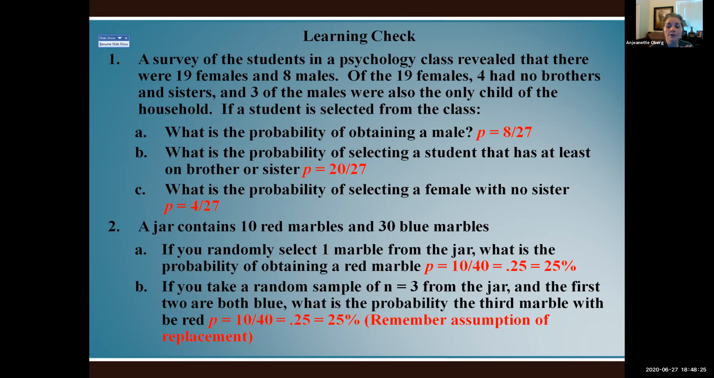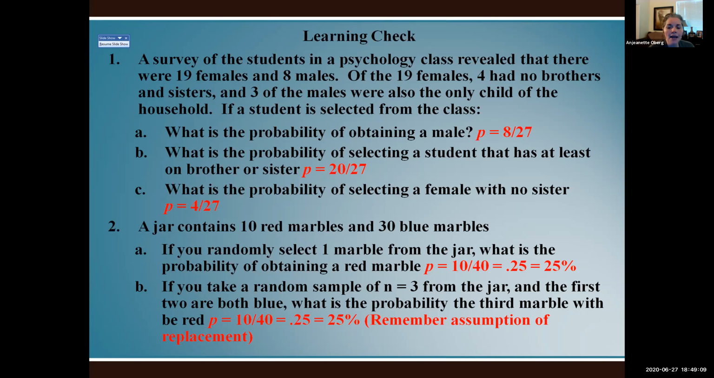What's the probability of selecting a student that has at least 1 brother or sister? That should say 1 brother or sister. So I know that of the 19 females, 4 had no brothers and sisters. And of the males, 3 of the males were also the only child. So there were a total of 7 with no brothers and sisters, right? So a total of 27 minus the 7, so 20 were remaining that actually had brothers and sisters. So the probability of selecting a student that had brothers and sisters was 20 over 27, or you can calculate the percentage.